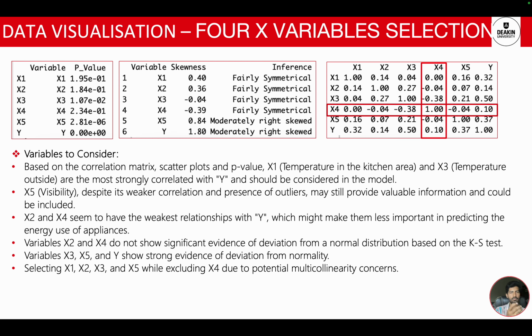Based on all the visualization and understanding of the data, and based on the test result, we have the p-value, variable skewness, and the correlation. So we can say that x2 and x4 have the weakest relations with the y, and x3 and x5 have the strongest correlation with the y. We are not considering x4, and there is a potential multicollinearity concern based on the correlation of the data set.